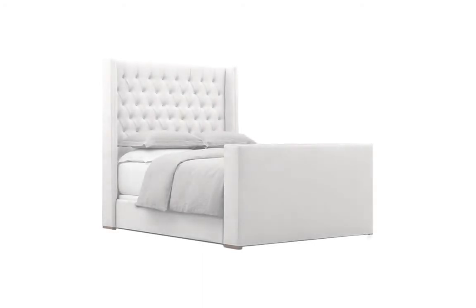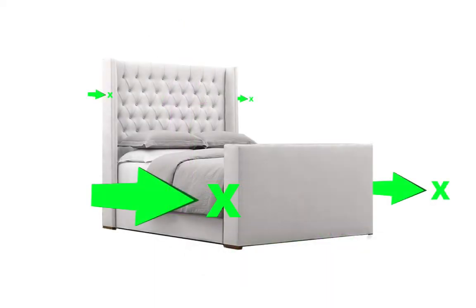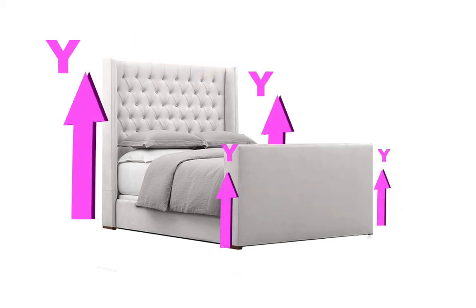So let's talk about planar surfaces. When thinking about a piece of furniture in 3D, its geometry can be broken down and described in three simple axes: X, Y, and Z. In this case, since we are putting this bed into a profile view, we can look at the entire bedside as being on the X axis. We can look at the front of the bed stretching along the Z axis, and the Y axis is any part that is extending vertically.